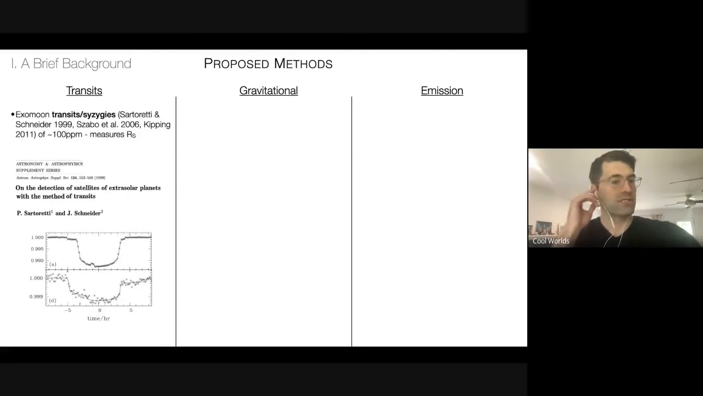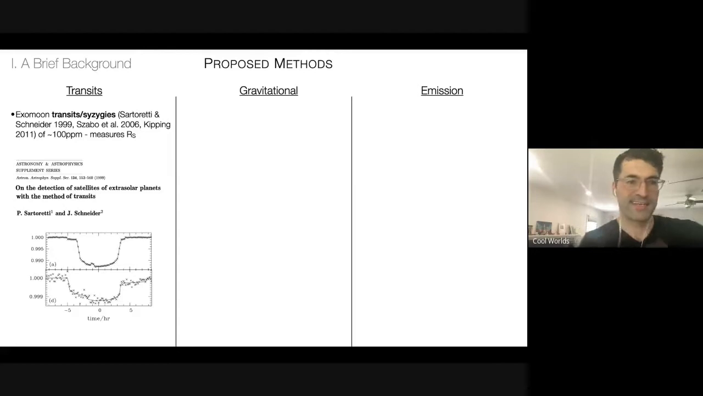So the transit method was, I think, the first method that was proposed to look for moons. It was by Sartoretti and Schneider back in 1999. I remember that when I was doing my PhD, my advisor used to joke that any new idea you had, John Schneider had already thought about it. At the time he was prolific, thinking of all different ways of detecting novel effects with transits. There was also a paper by Gyula Szabó and his group in Hungary in 2006. And then I built upon this a little bit later.